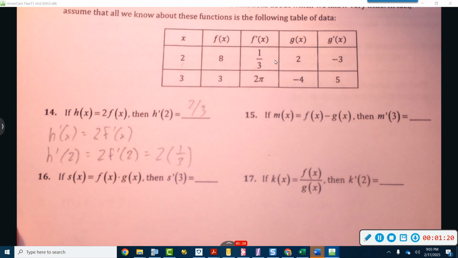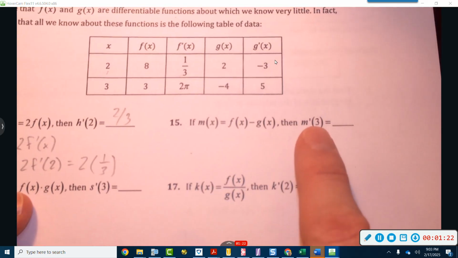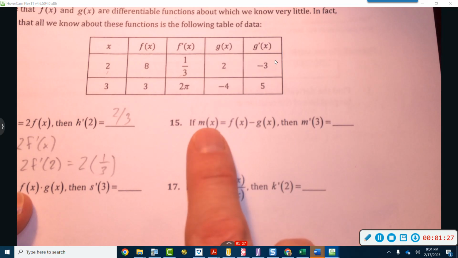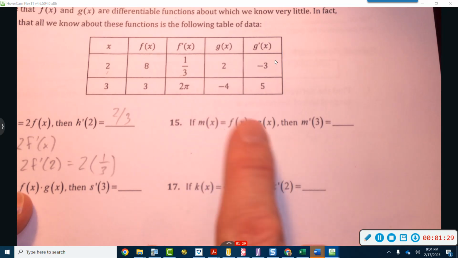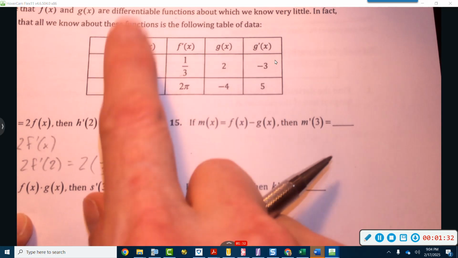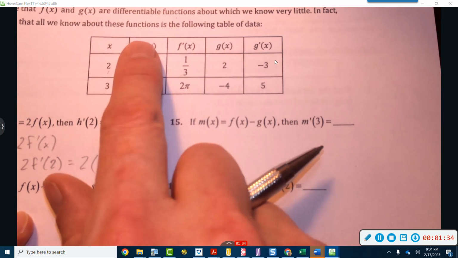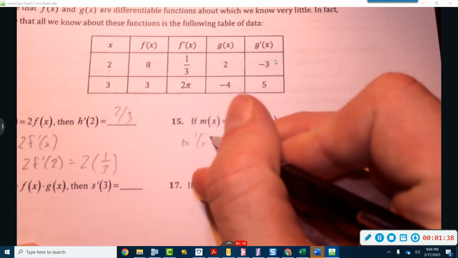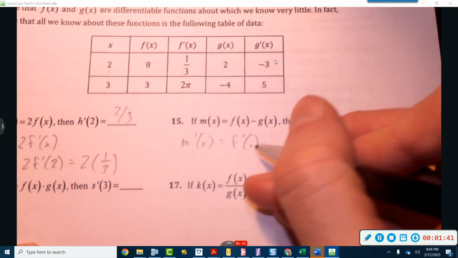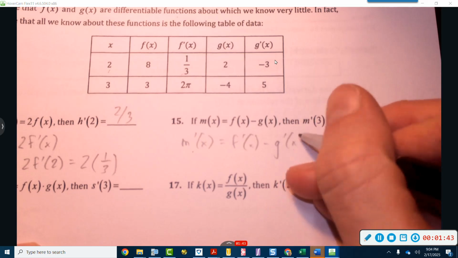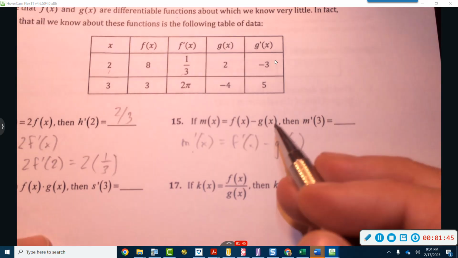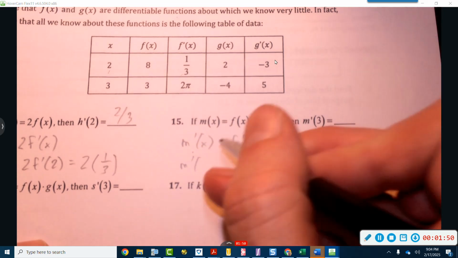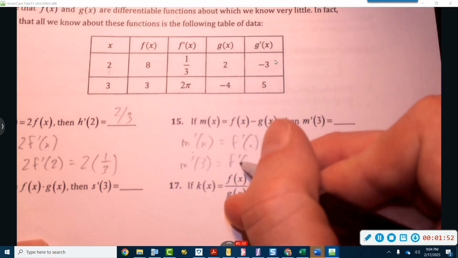Okay. Here, if I want the derivative of m at 3, it looks like m is defined by g of x, as it has to be. All these functions have to be defined in terms of f and g because that's what we have the table of. So if I did this, well, that's easy. We take the derivative of those guys separately because they are just different terms. So if I want this guy at 3, I'm going to plug in this.